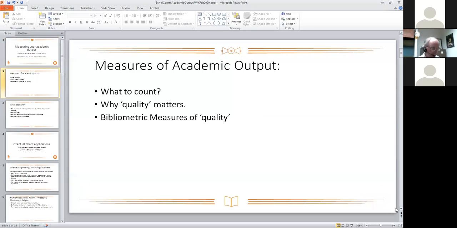Now, the big questions right off the bat. What are measures of academic output? It's what to count, why quality matters, and are there statistical measures? And there are some bibliometric measures of quality that can be applied.